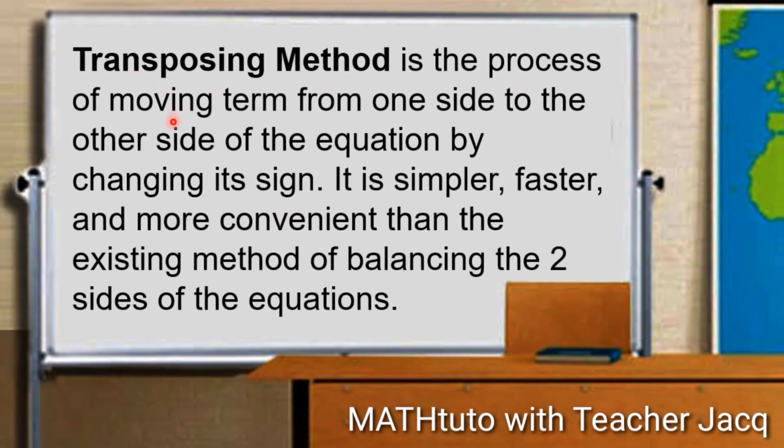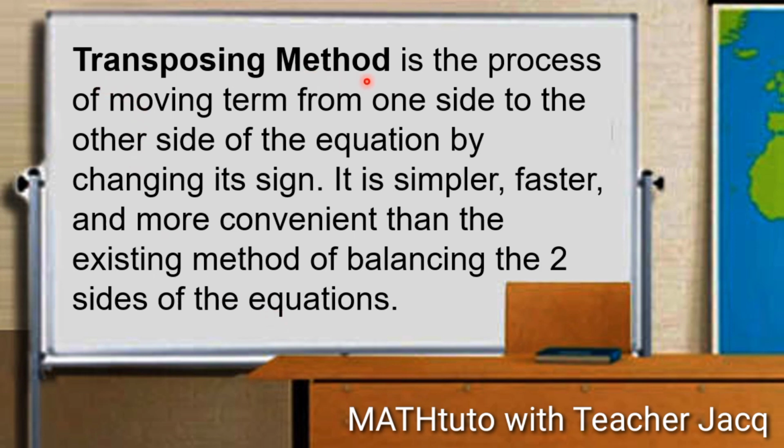Transposing method is the process of moving a term from one side to the other side of the equation by changing its sign. It is simpler, faster, and more convenient than the existing method of balancing the two sides of the equation. So, yung kanina na diniscuss ko, ang method na ginamit natin dun is balancing the two sides of the equation. So, kung nagdagdag nga tayo ng positive 8 or negative 8 dun sa left side, same thing yung idadagdag mo dun sa right side. So, this time naman, ang gagamitin natin sa mga susunod na examples natin is transposing method.